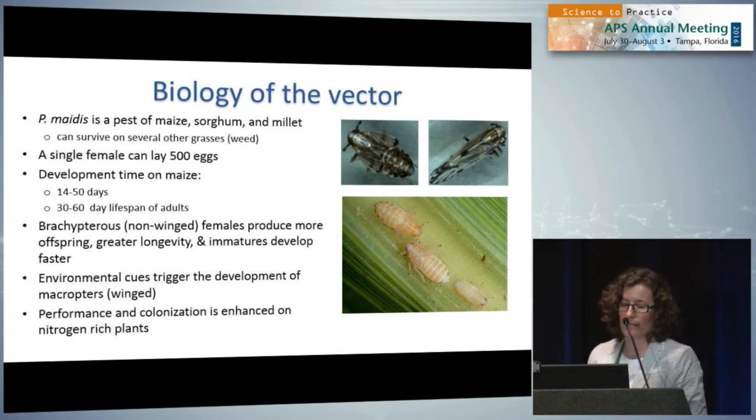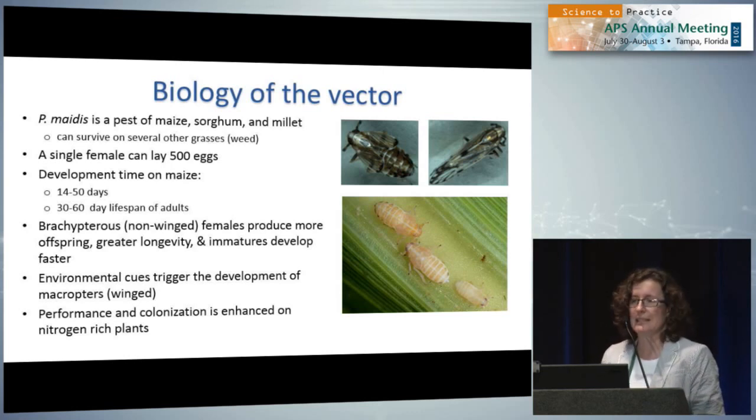They also have two different forms. They have a winged form, you can see here, and then a non-winged form. And actually the quality of the plant host really dictates which insect form you're going to have. So when the plant becomes less of a good host, the environmental cues trigger the development of the winged forms, which are able to disperse.